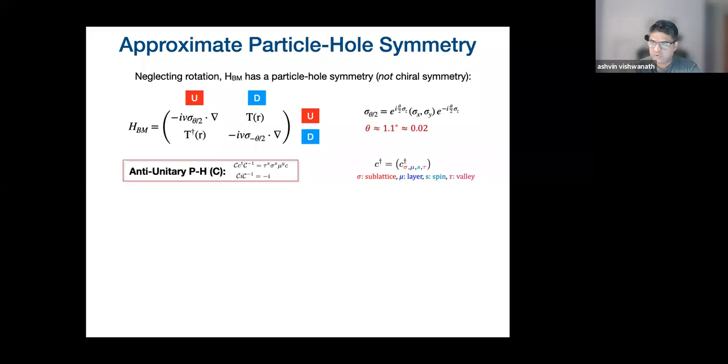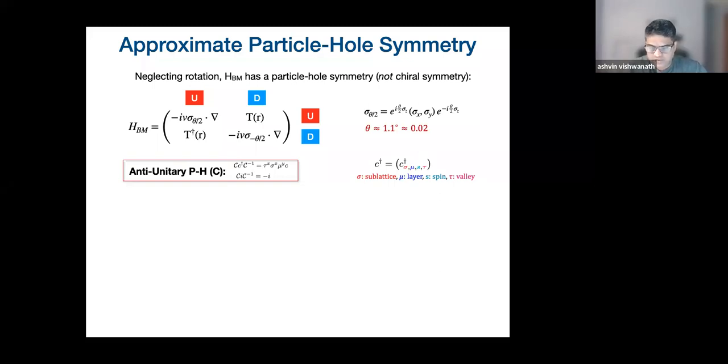But it turns out even without chiral symmetry, which of course is strongly broken in the realistic system, there's a different particle-hole symmetry which ensures the absence of a sign problem. The only approximation you need to get that symmetry, at least within our formulation, is you have to neglect these rotations of the Pauli matrix. Two layers are rotated with respect to one another, and the rotation angle is very small. In radians, it's 0.02. You're making an error of at most that size.